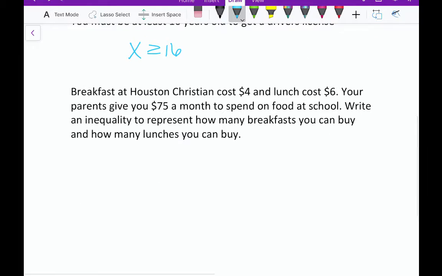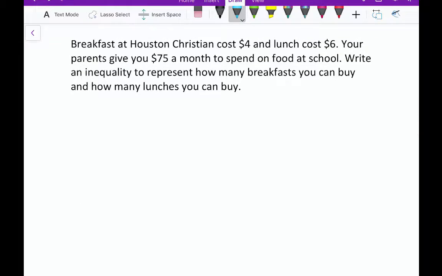Let's move on to a two variable inequality. Breakfast at Houston Christian costs $4 and lunch costs $6. Your parents give you $75 a month to spend on food at school. Write an inequality to represent how many breakfasts you can buy and how many lunches you can buy.